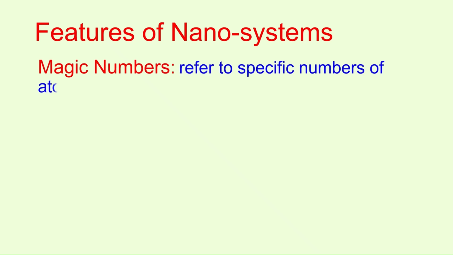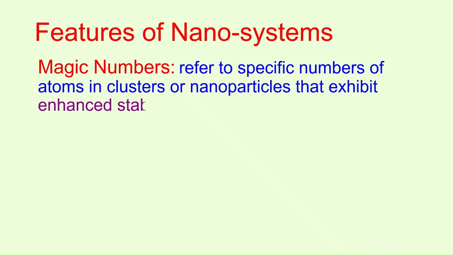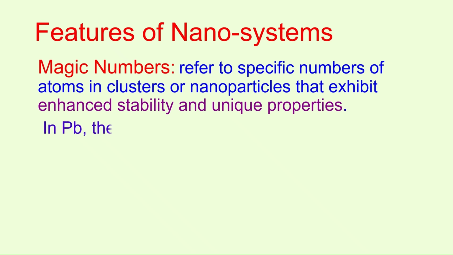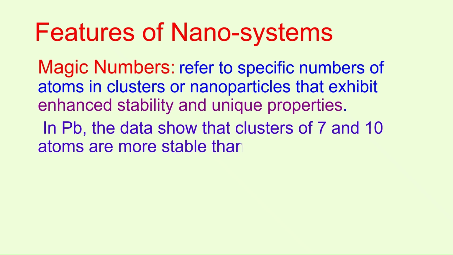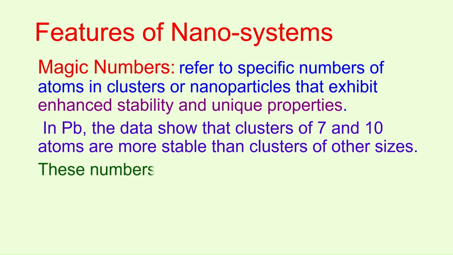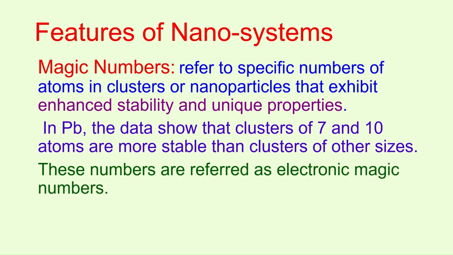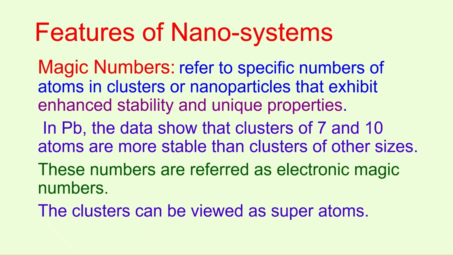Magic numbers refer to specific numbers of atoms in clusters or nanoparticles that exhibit enhanced stability and unique properties. In lead, Pb, the data show that the clusters of 7 and 10 atoms are more stable than the clusters of other sizes. These numbers are referred to as electronic magic numbers. The clusters can be viewed as superatoms.